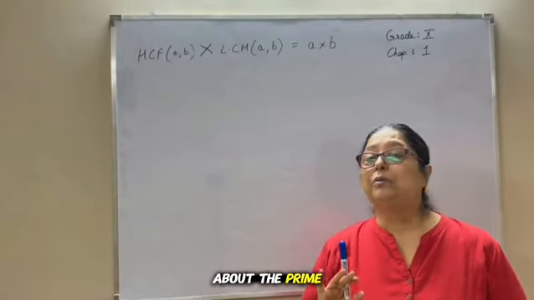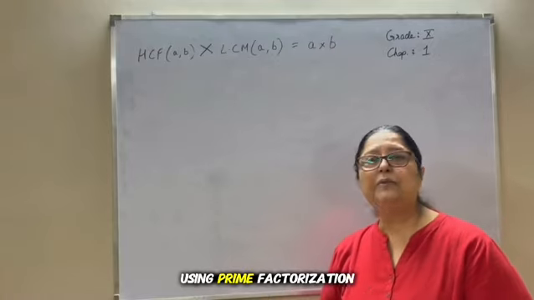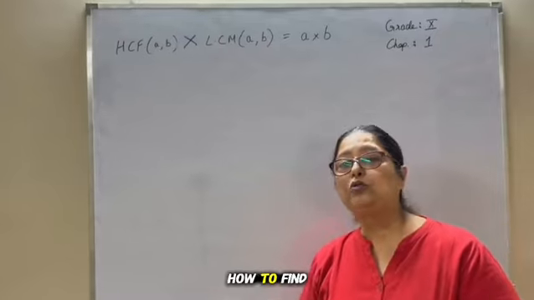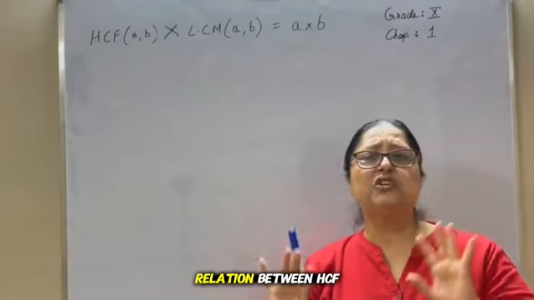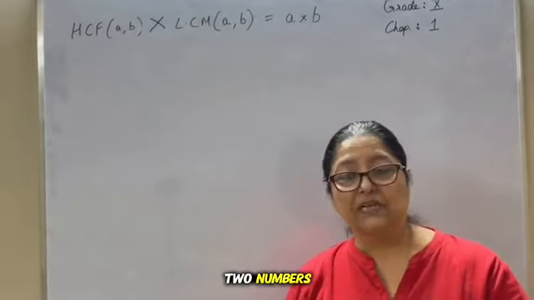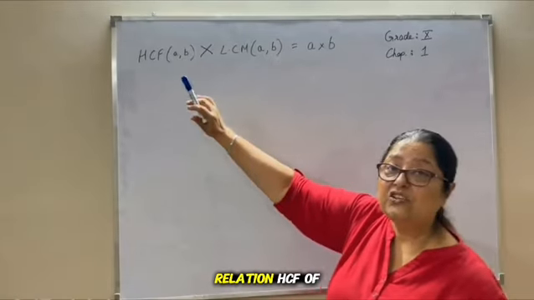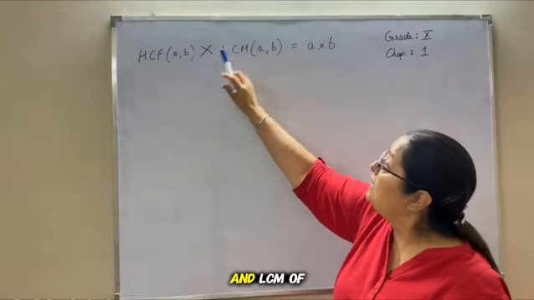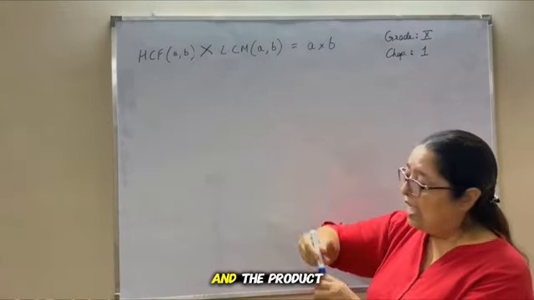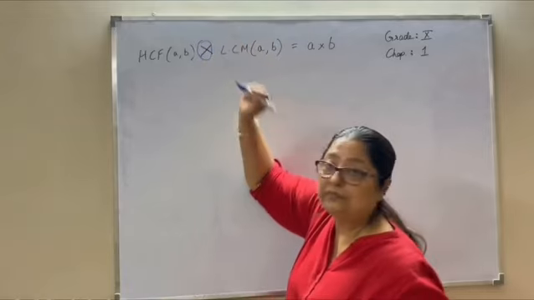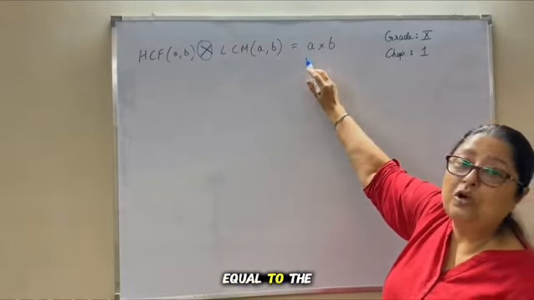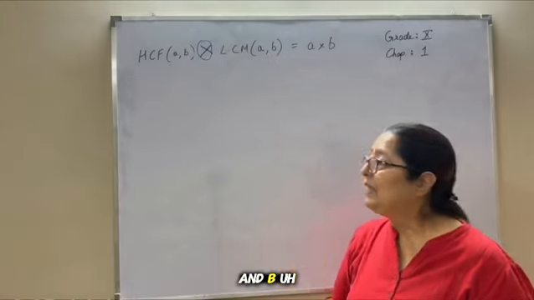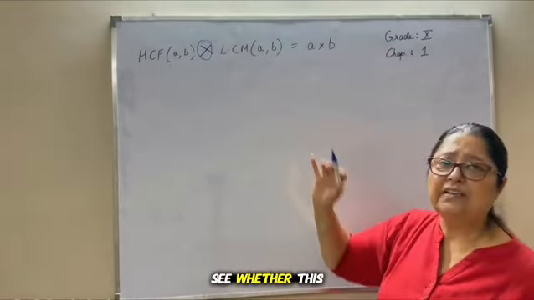We all know about the prime factorization of numbers. Using prime factorization of numbers, we can find HCF and LCM. We all know how to find the prime factorization, and there is a relation between HCF and LCM of two numbers. Now, what is the relation? HCF of A and B, where A and B are two numbers, multiplied by LCM of A and B, is equal to the product of the two numbers, A and B. Let us take an example and see whether this holds true or not.